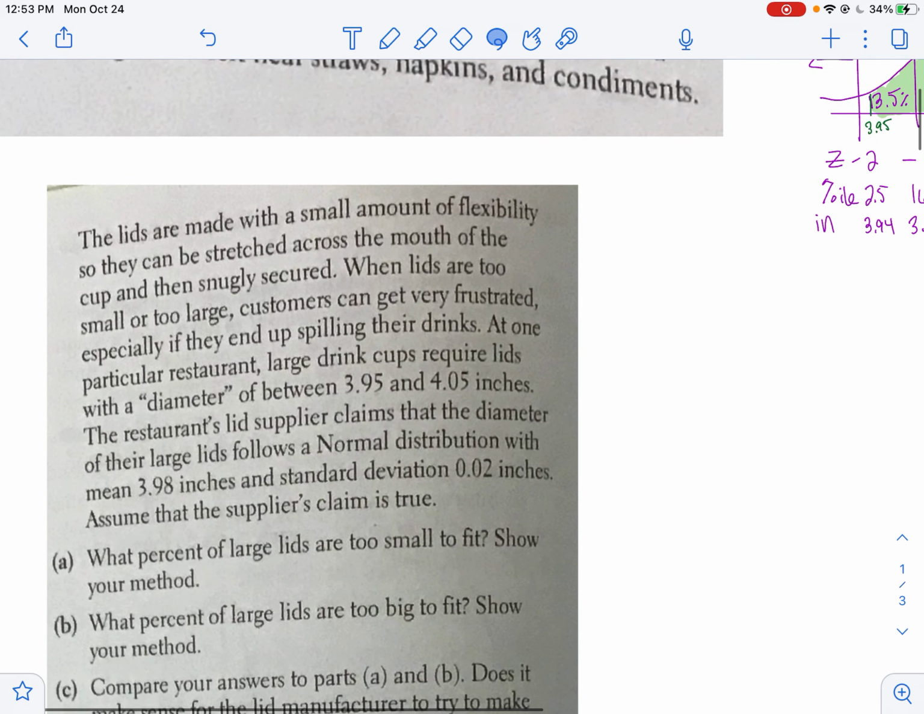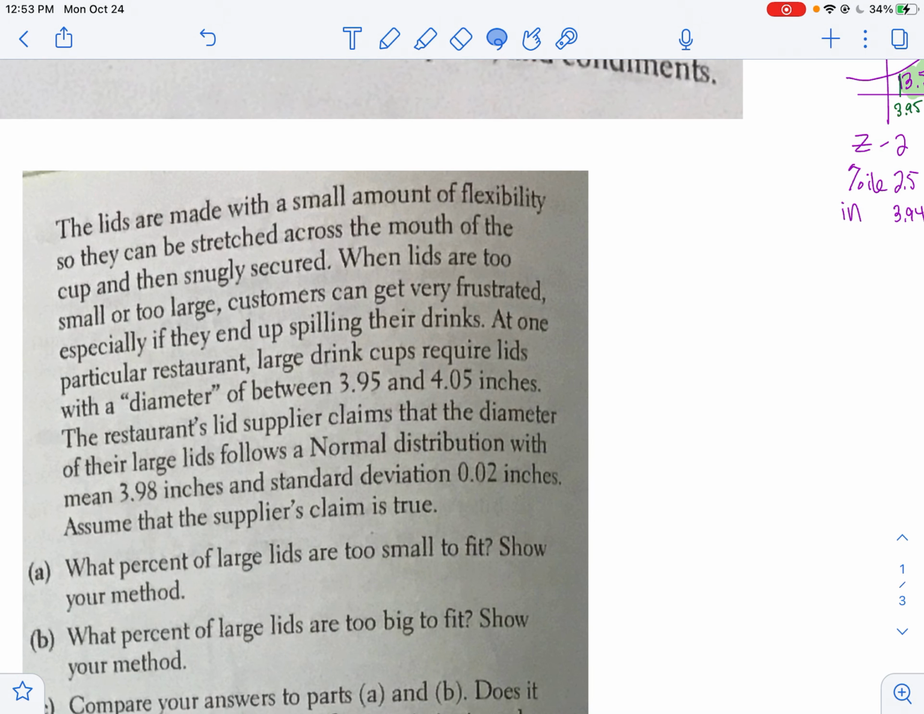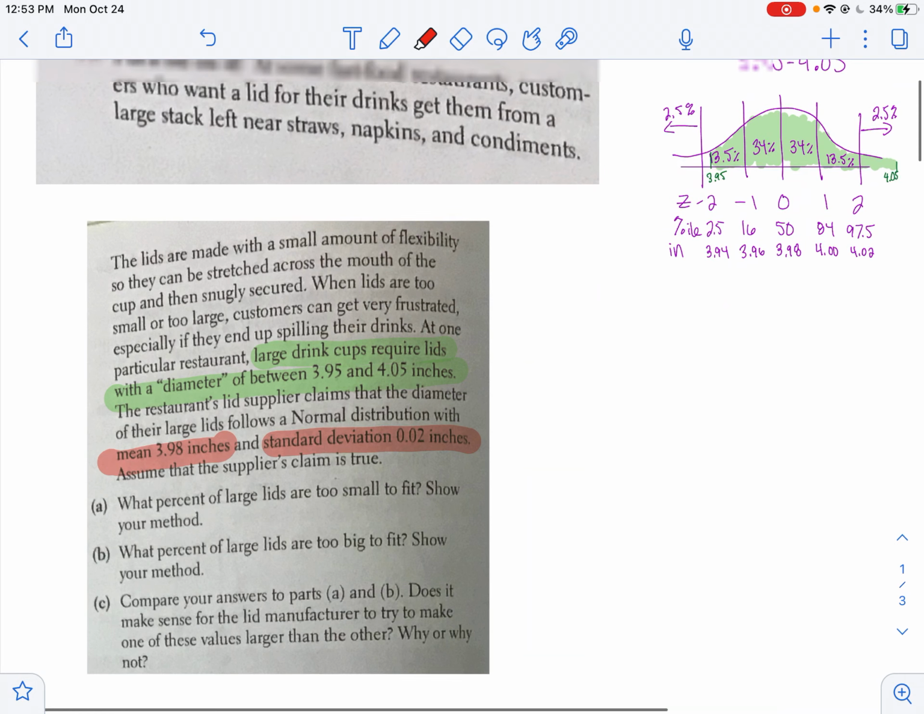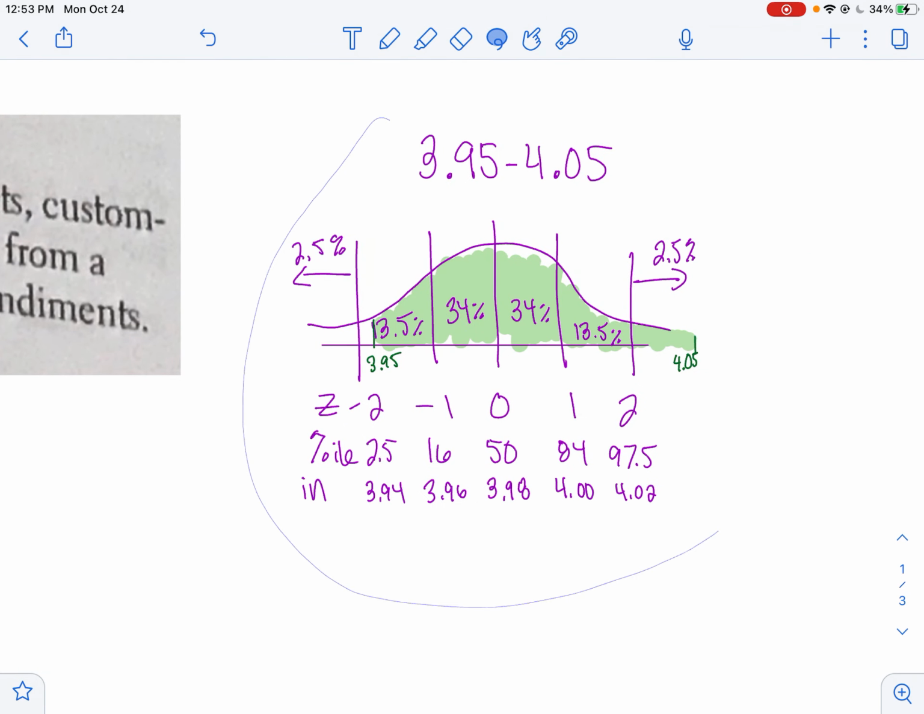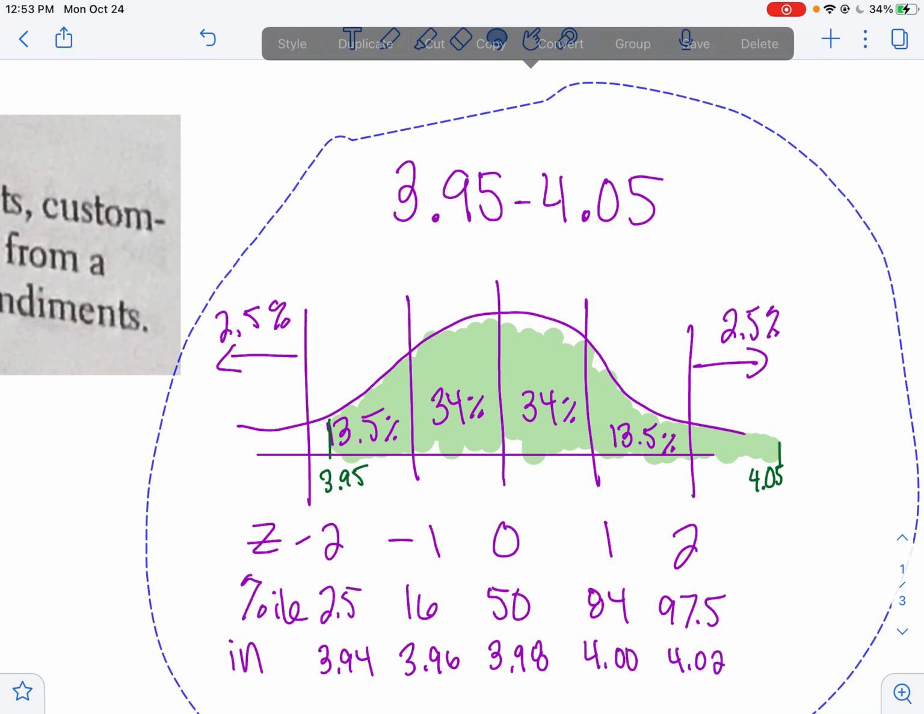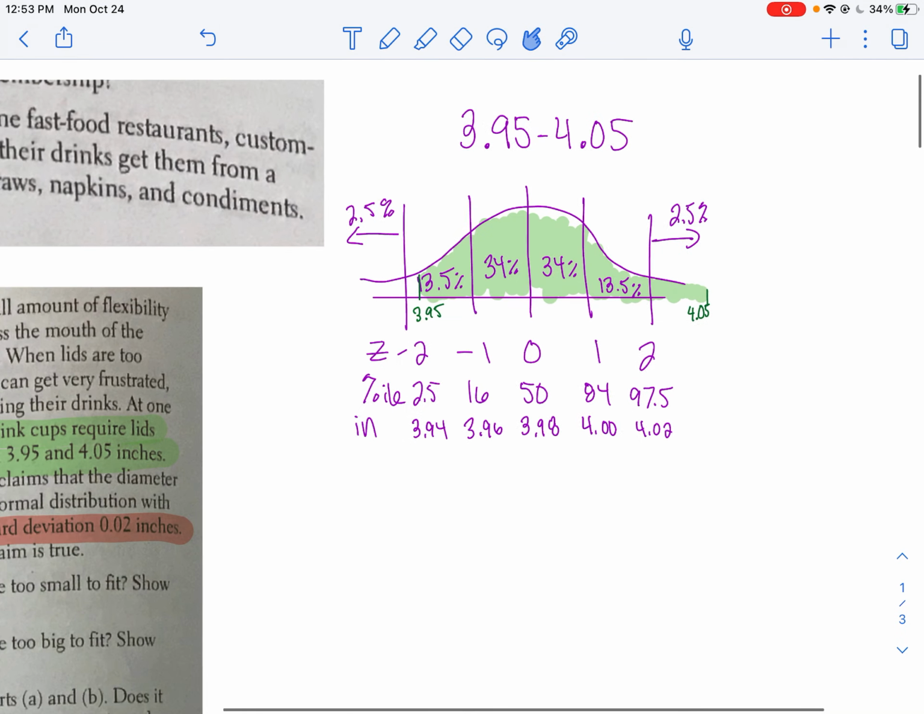They want some flexibility. So in one particular restaurant, they require their lids to be 3.95 to 4.05 inches. The restaurant's lid supplier claims that their lids have a diameter with a mean of 3.98 and a standard deviation of 0.02. So we're assuming that the supplier is true. And you'll notice I drew a nice normal distribution based on what the supplier said. I always go with these normal distributions. If you don't, I highly recommend it.